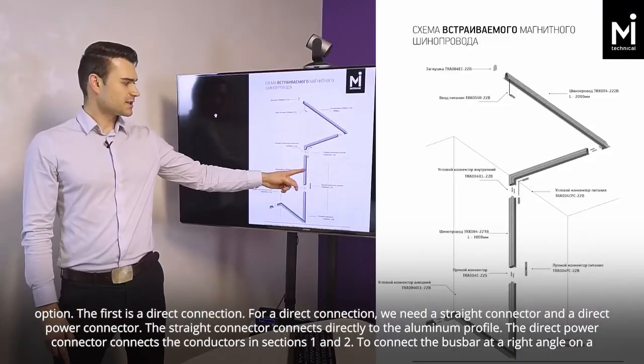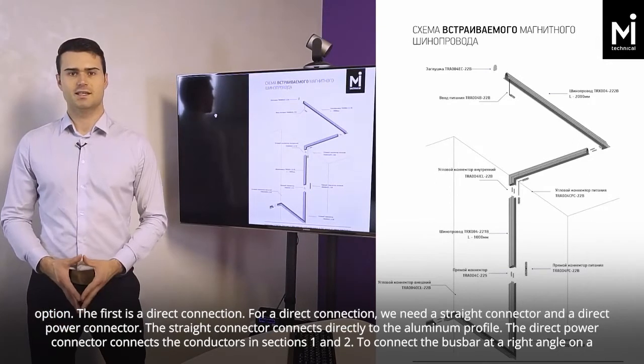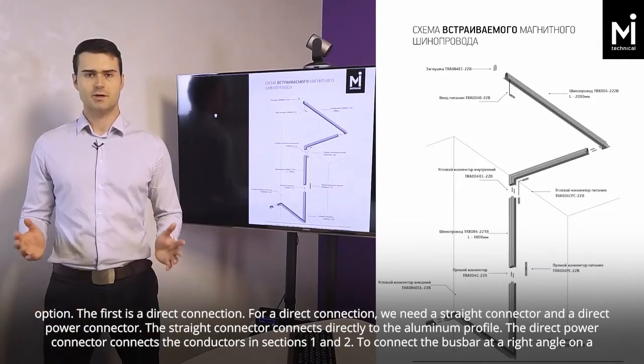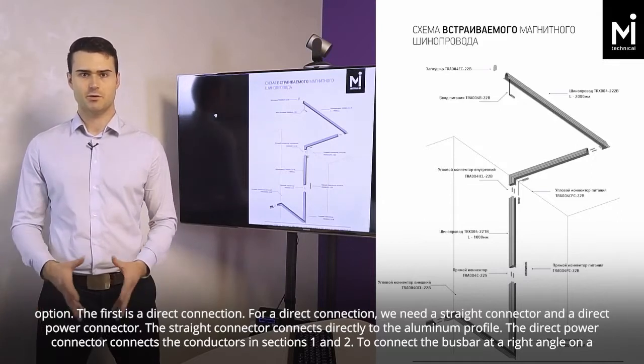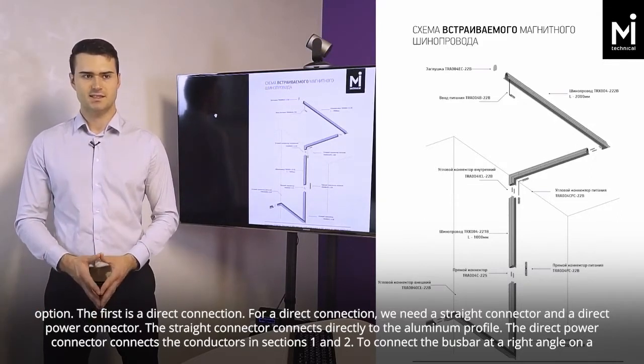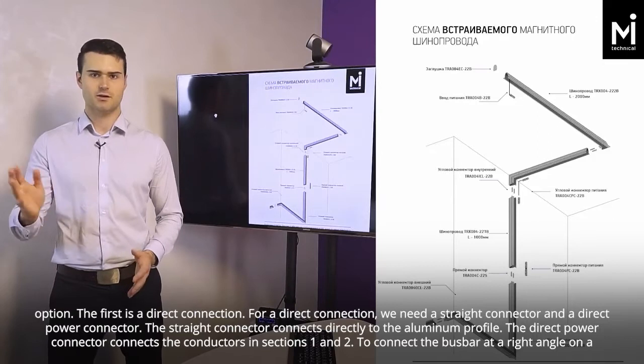The first is a direct connection. For a direct connection, we need a straight connector and a direct power connector. The straight connector connects directly to the aluminum profile. The direct power connector connects the conductors in sections 1 and 2.